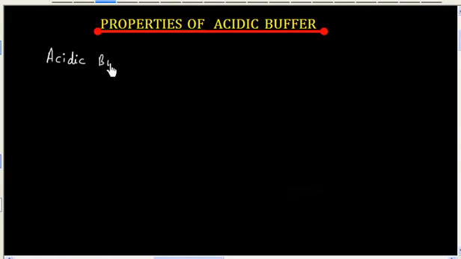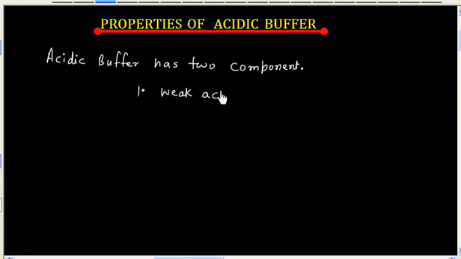Acidic buffer has two components. One is weak acid, another is salt of weak acid.